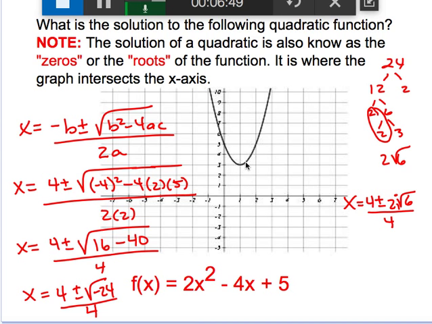So this does have a solution. It's just not a real solution. It's an imaginary solution. And we can take this one step further because 4, 2, and 4 are all divisible by 2. The best answer is 2 plus or minus i square root of 6 over 2. The reason you can't divide this 6 by 2 is because it's under the square root.